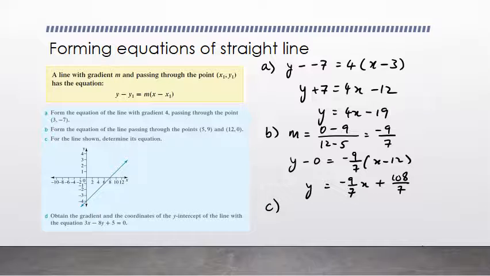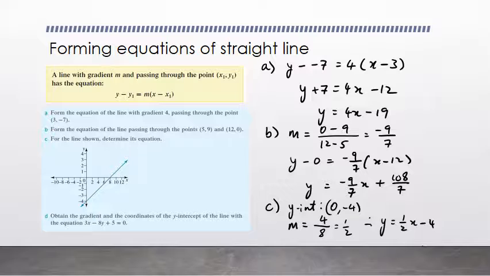Okay, part C. The line shown, determine its equation. So we have a y-intercept of negative 4. So that's 0, negative 4. And then our gradient has a rise of 4 and then a run of 8, so it's a half. So then our equation is going to be y equals half x minus 4.